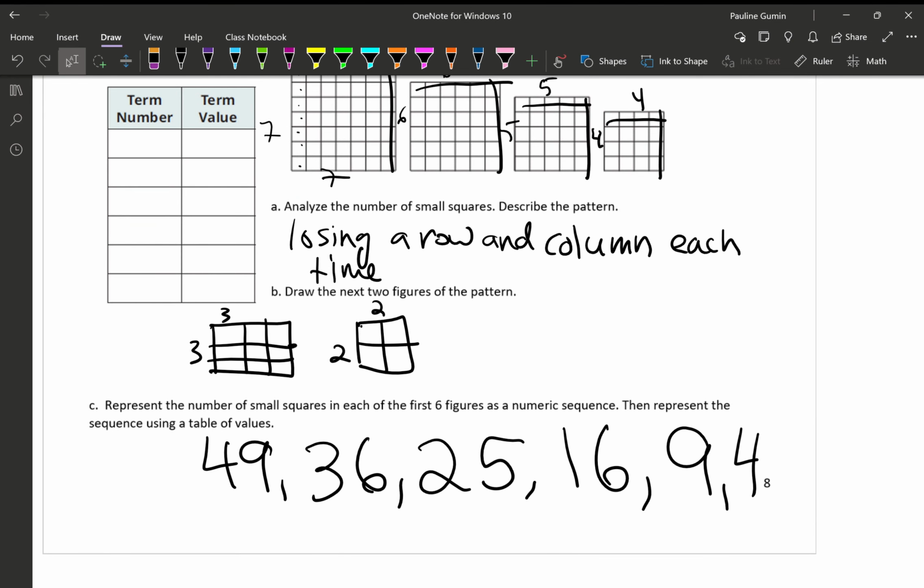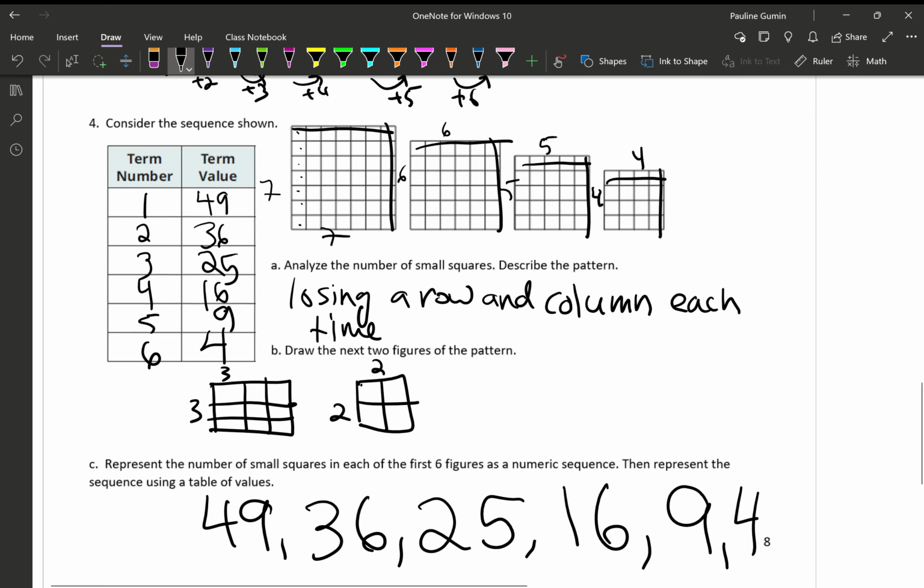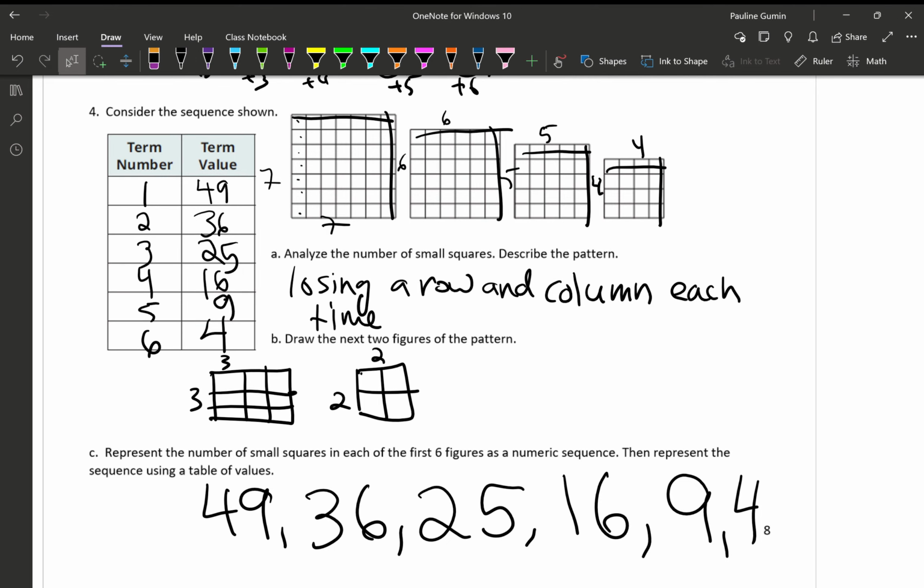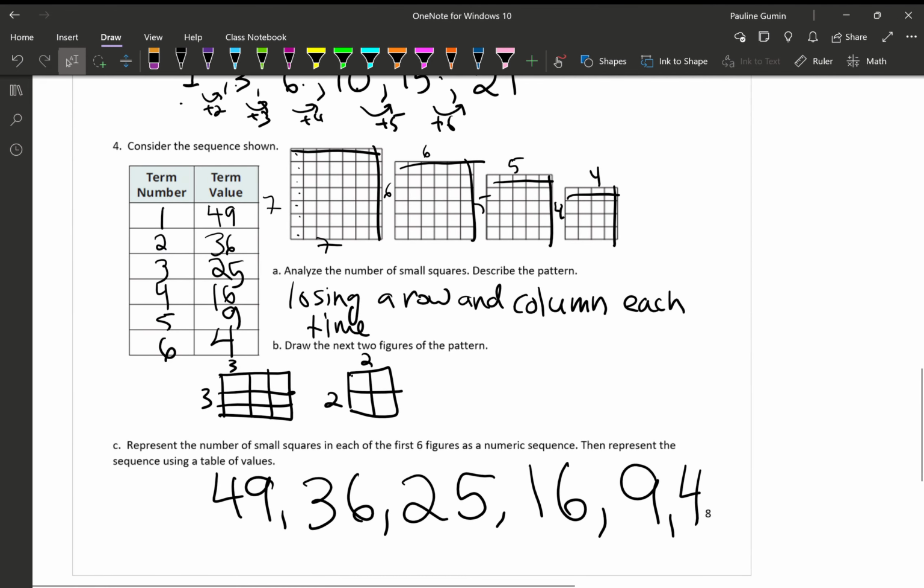All right. Term number. Again, this is just 1 through however many images we have. So we have 1, 2, 3, 4, 5, 6 images, right? 4 that we were given, 2 that we drew. Now let's write the term value. The first one had 49 squares. The second had 36, then 25, 16, 9, and 4.